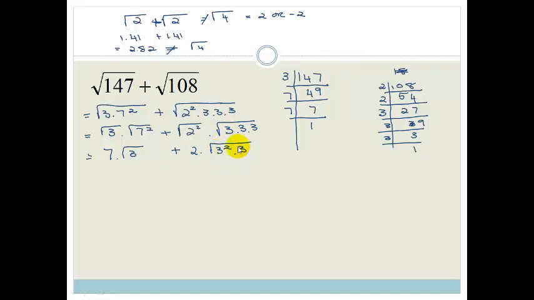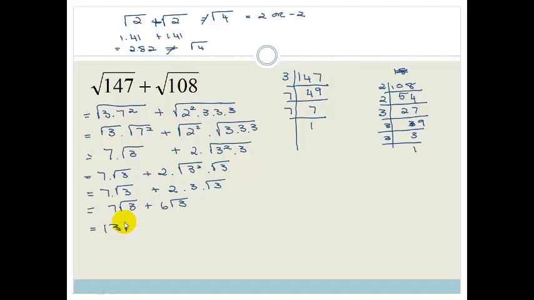So then I could break this up even further. And I can go 7 times root 3 plus 2 times root 3 squared times root 3. Okay, so you've got 7 times root 3 plus 2. The square root of 3 squared is just 3 times root 3. Okay, so then we've got 7 root 3 plus 2 times 3 is 6 root 3, and 7 and 6 is 13 root 3.